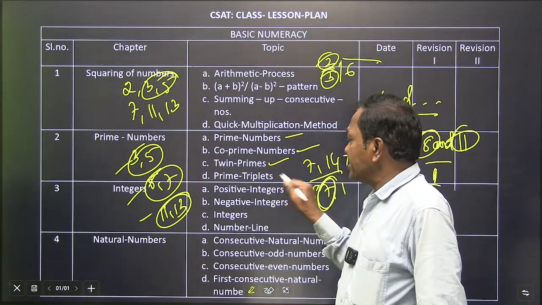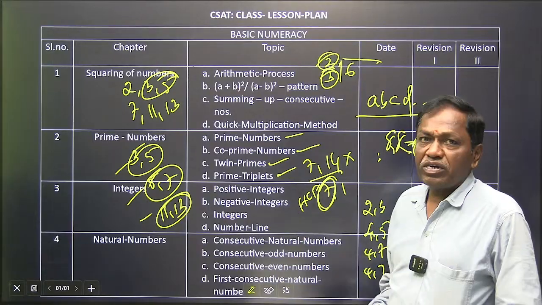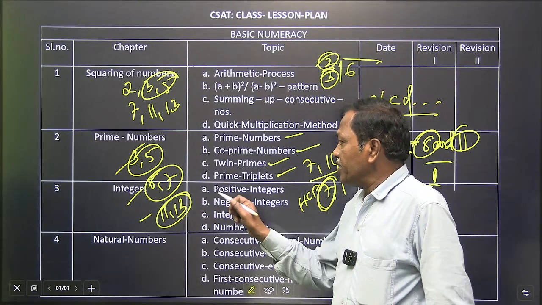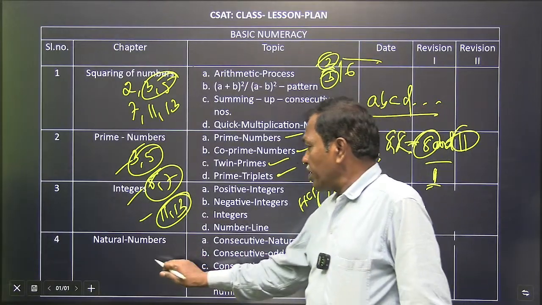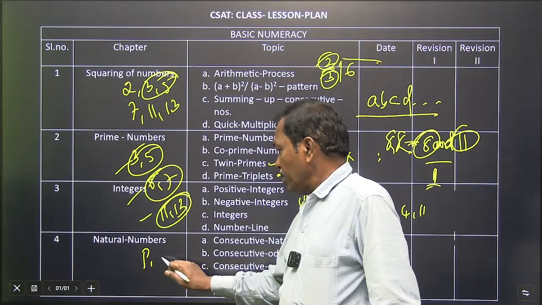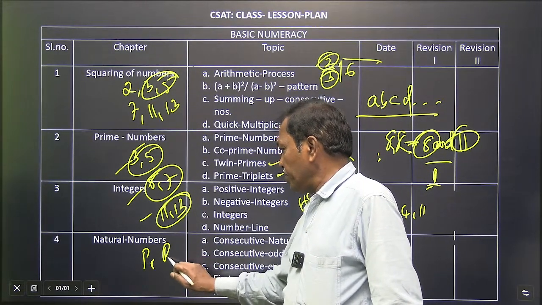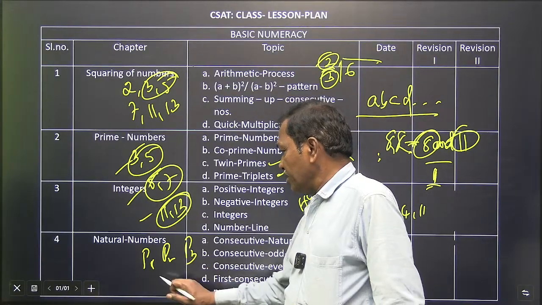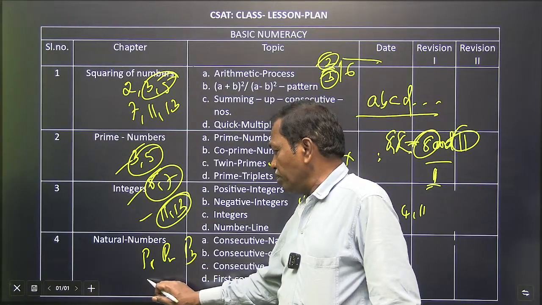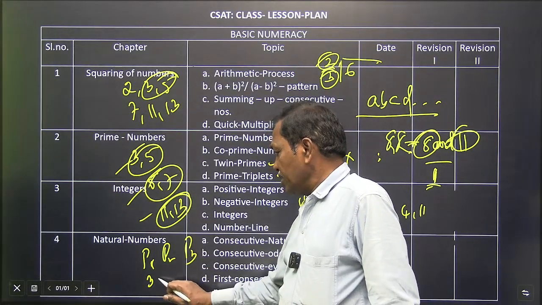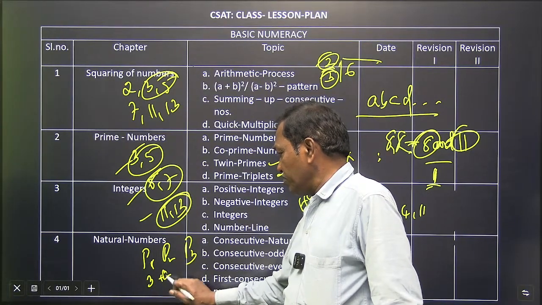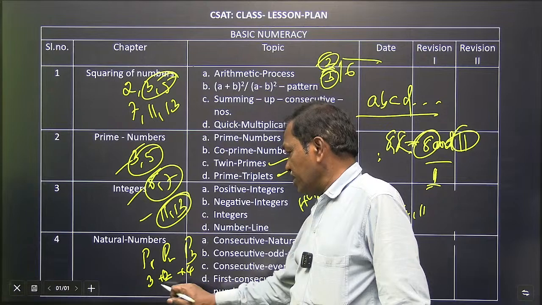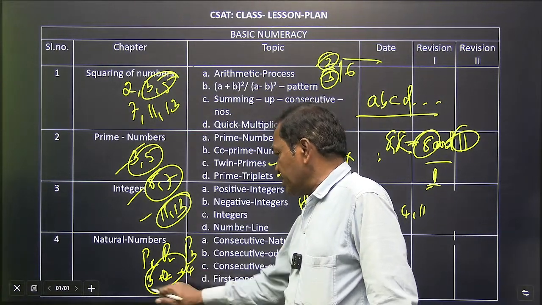Again, prime triplets. What is a prime triplet? It is a set of 3 items. Prime triplets, all the same: prime 1, P2, P3. So this is P. For example, like 3, 3 plus 2, and plus 4, like that. Like that you can take prime triplets.